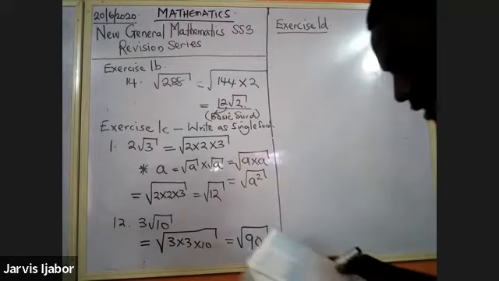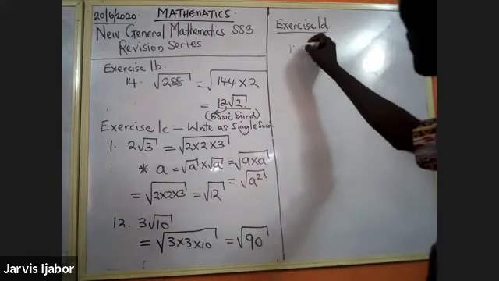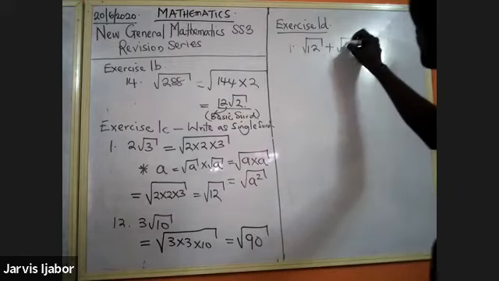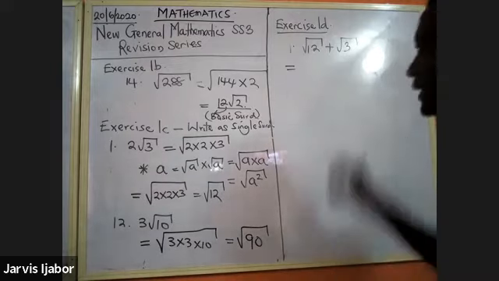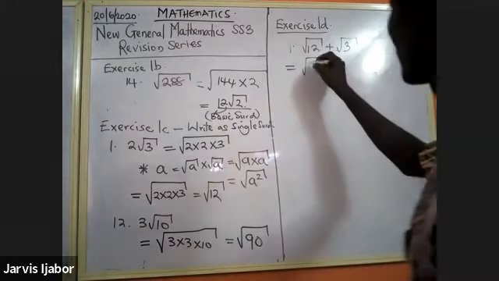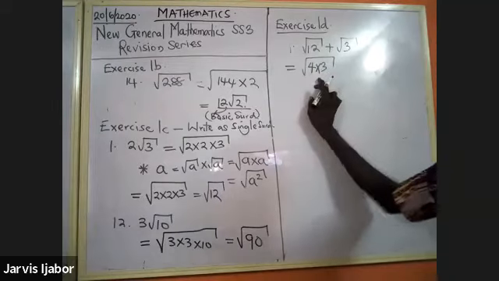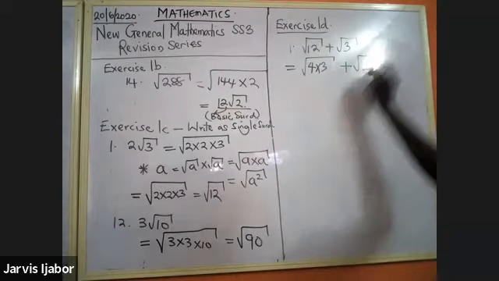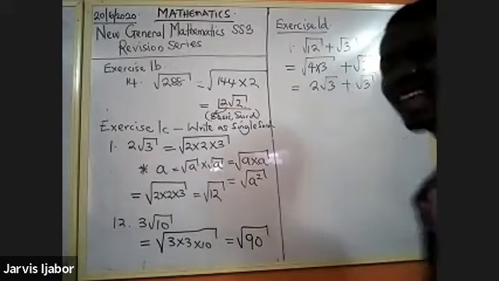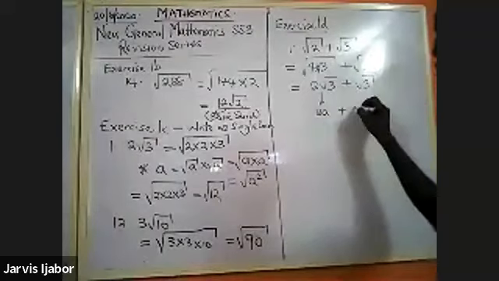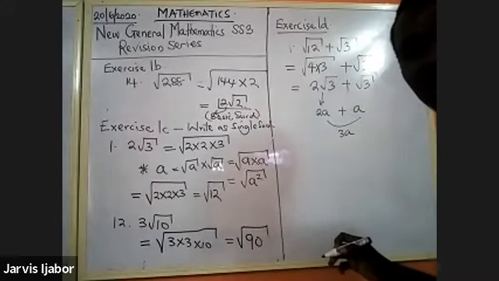So for instance, in exercise 1D, let's look at question 1. I always like solving the first question because usually they are very simple. It's 12 plus square root of 3. By applying the principle, you can apply it openly here, but after a while, you may need to do it mentally. This is the square root of 4 times 3, because the perfect square in 12 will be 4 times a non-perfect square, which is 3, plus the square root of 3. The square root of 4 is 2, and that will be 2 root 3 plus root 3. So this is like saying 2a plus a, which will give me 3a. That's the idea.